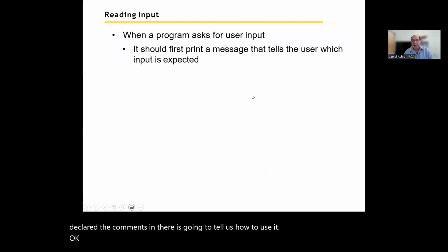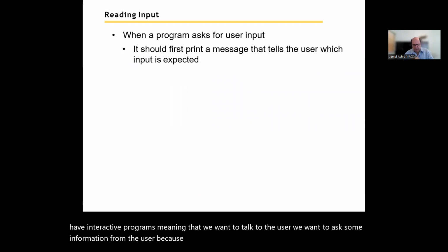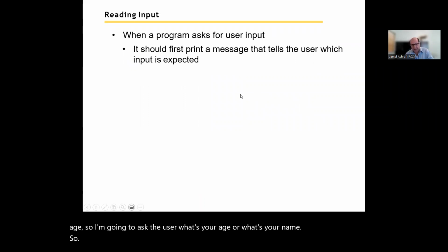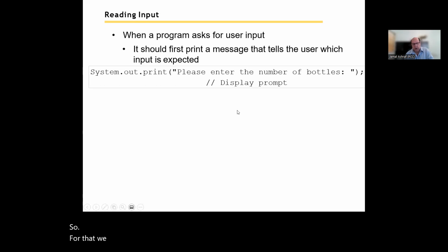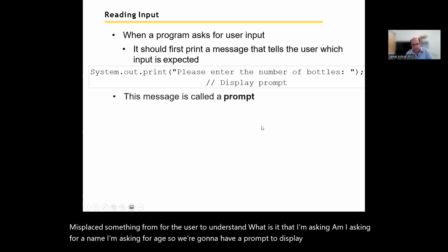Okay, how do we ask the user for the input? When we're writing programs, a lot of times we want to have interactive programs, meaning that we want to talk to the user. We want to ask for some information from the user because we don't know it. Let's say I want to do something with the age. So I'm going to ask the user, what's your age or what's your name? For that, we have to remember to display something for the user to understand what it is that I'm asking. Am I asking for a name? Am I asking for an age? So we're going to have a prompt to display what it is that we are asking for.